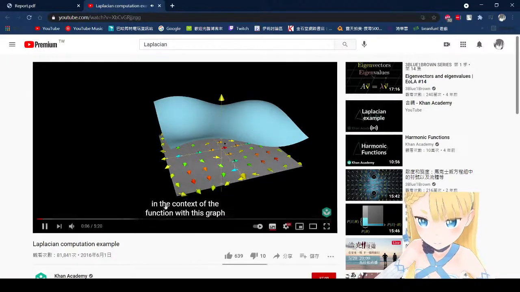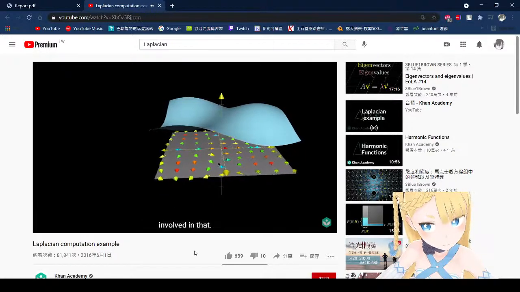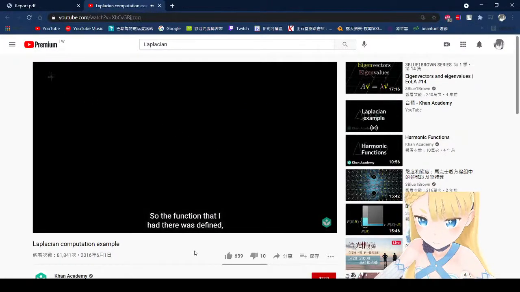In the context of the function with this graph and with the gradient field pictured below it, here I'd like to go through the computation involved in that. So the function that I had there is a two-variable function, and it's defined as f of x, y is equal to 3 plus the cosine of x divided by 2 multiplied by the sine of y divided by 2.